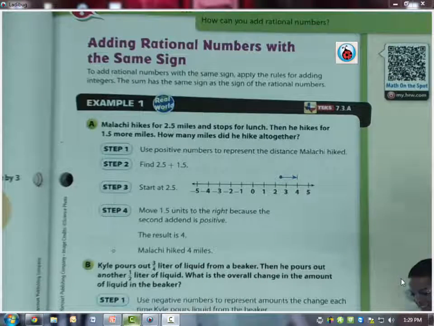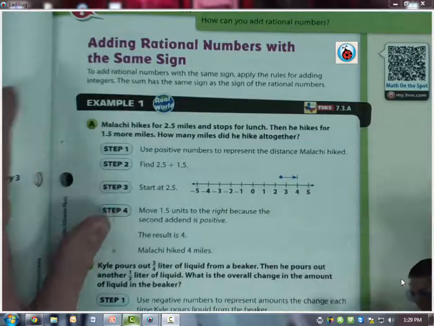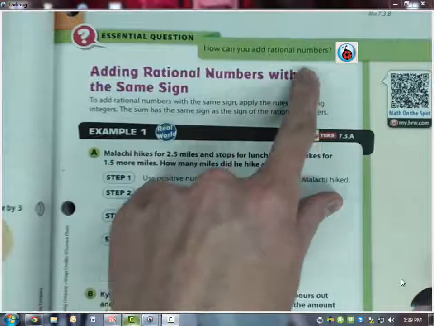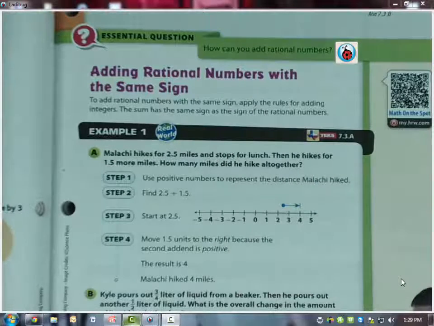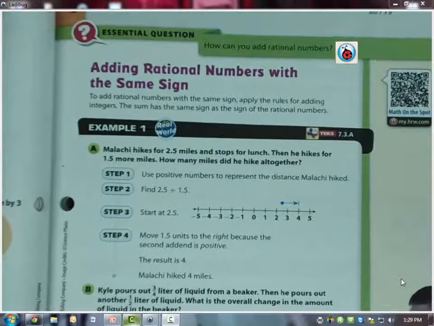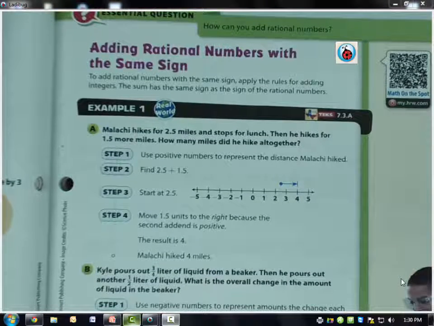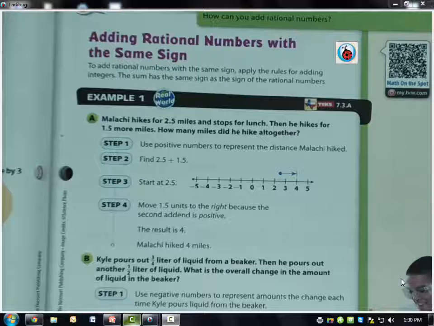We are doing our flip video on Unit 1.3, adding rational numbers. Okay, I'm going to start off by saying, first let's look at the essential question. It says, how can you add rational numbers? Okay, we know how to do this because we have done this the first and second week of school with adding and subtracting integers. Okay, today we're going to focus on just adding.